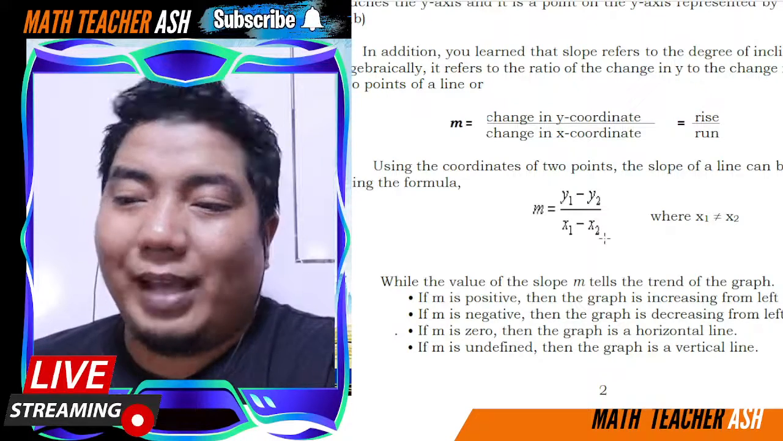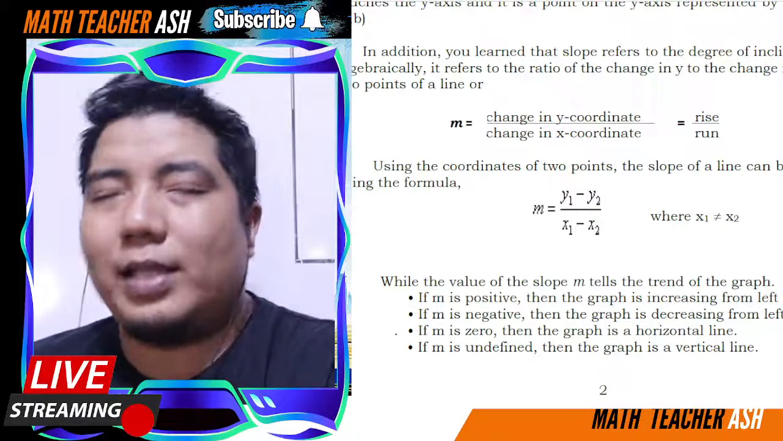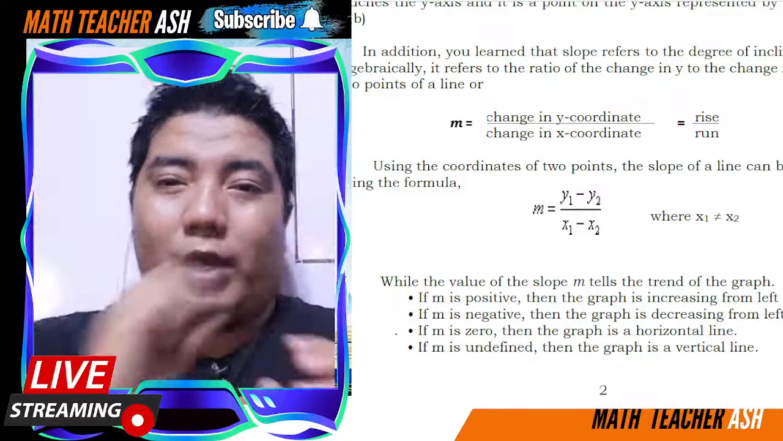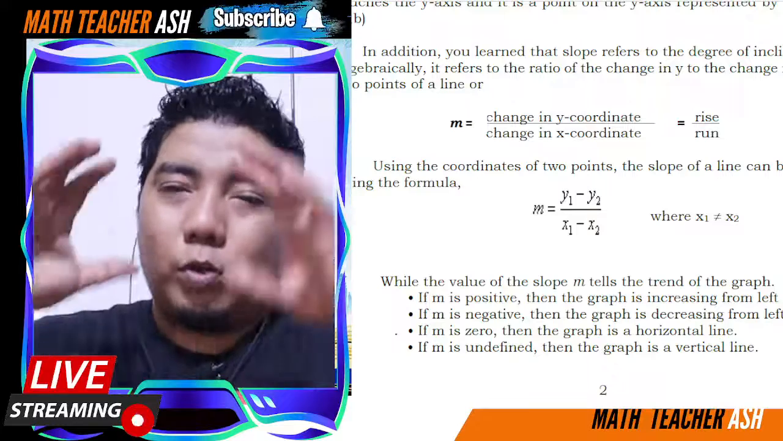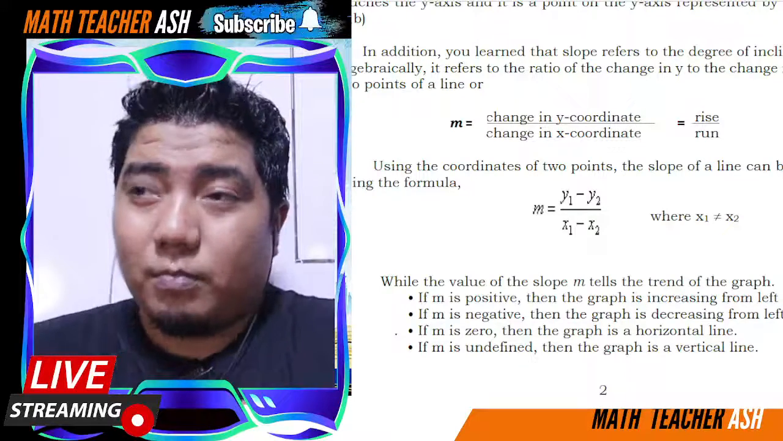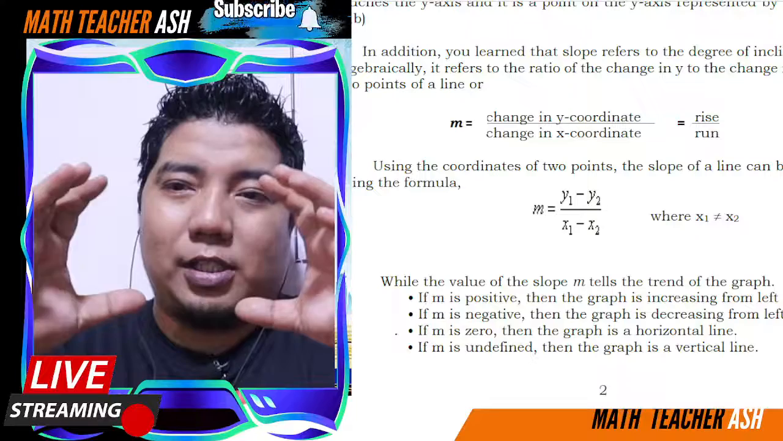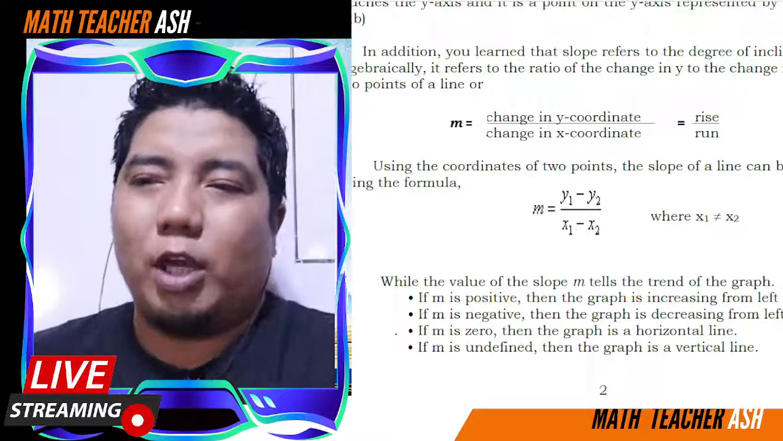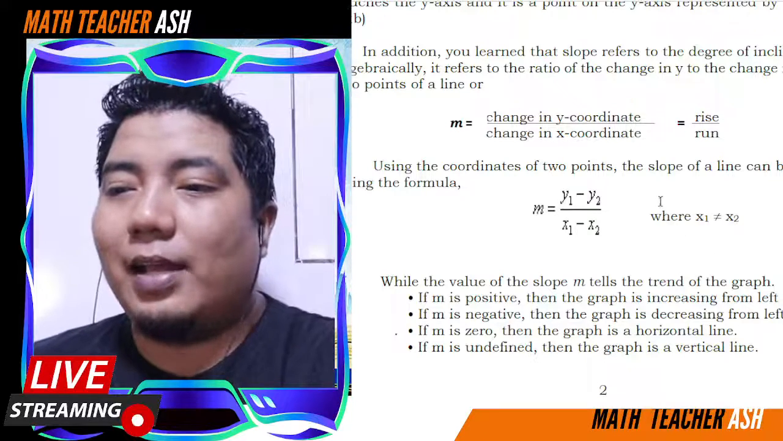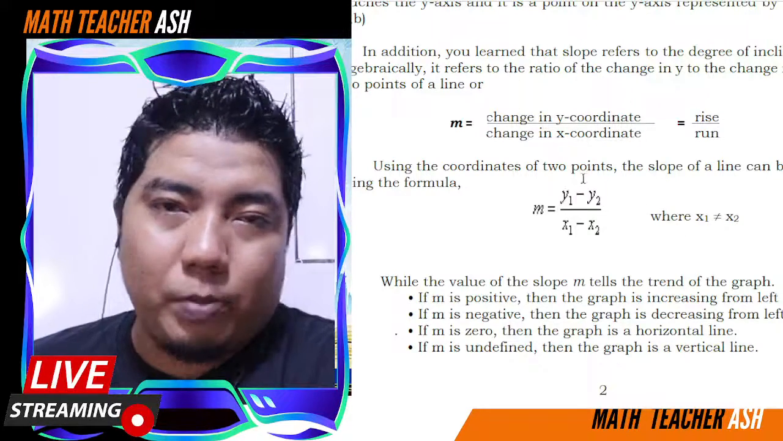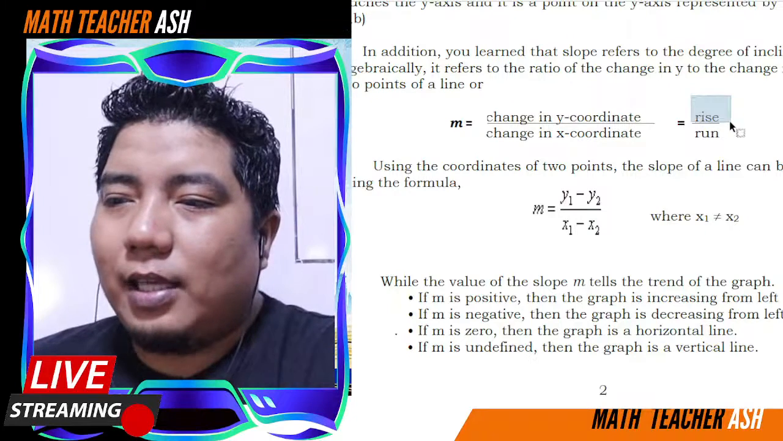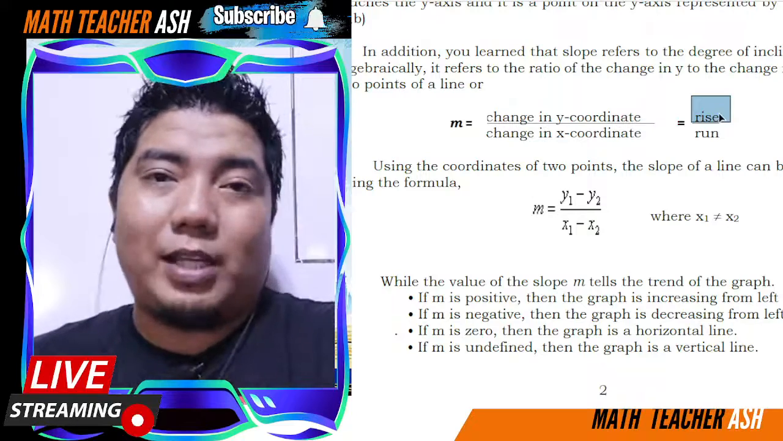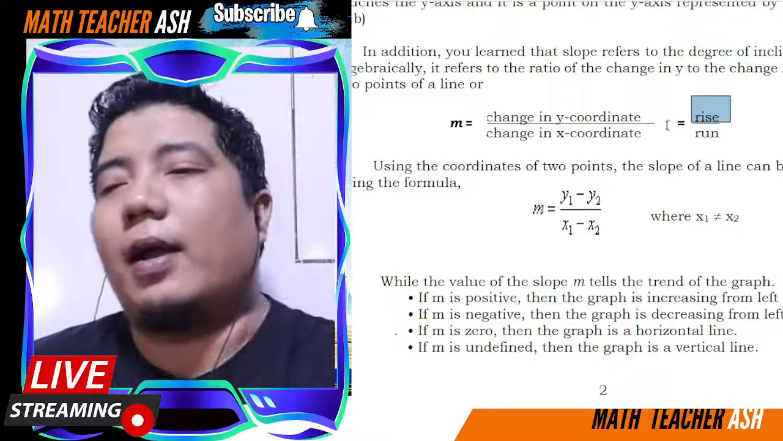Where do these x1, x2, y2, y1 come from? Remember, if you have two ordered pairs, x, y, then another ordered pair x, y, you could classify the first as x1 and y1, and the second as x2 and y2. Okay. So, you just subtract them, and the answer for the numerator is what we call the rise, how much it climbs. If your rise is positive, you go up. If negative, you go down. That's all.